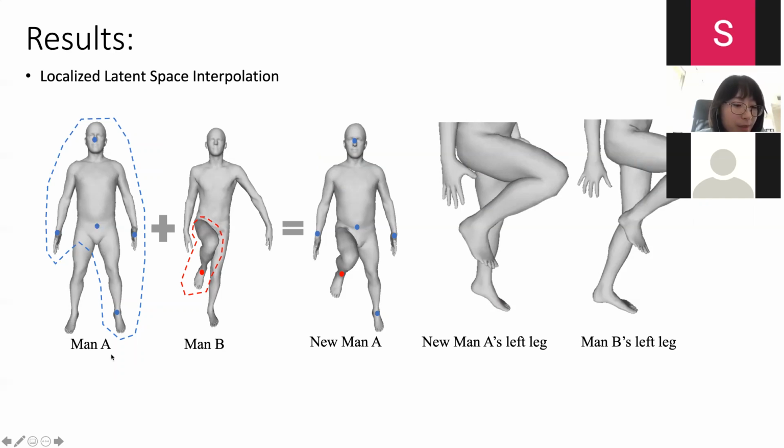Here, for example, from man A we get these five latent codes for this part of the body, and for man B we get this part of the latent code. Then we reconstruct a new man A with those blue latent codes plus the red latent codes. The result is that this new man A has all the other parts of the body the same as man A, but his right leg is raised up like man B. What's more interesting is that this new man A's left leg, although it has the same pose as man B, is much thicker than man B's left leg. The thickness is similar to the thickness of man A's left leg, sorry.